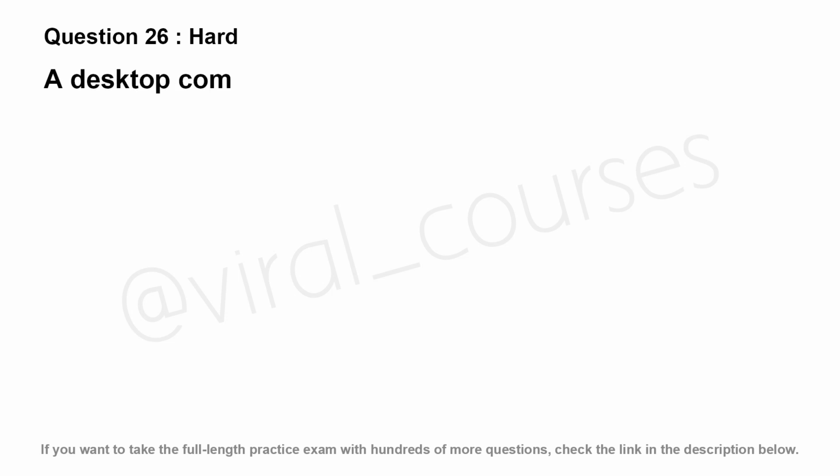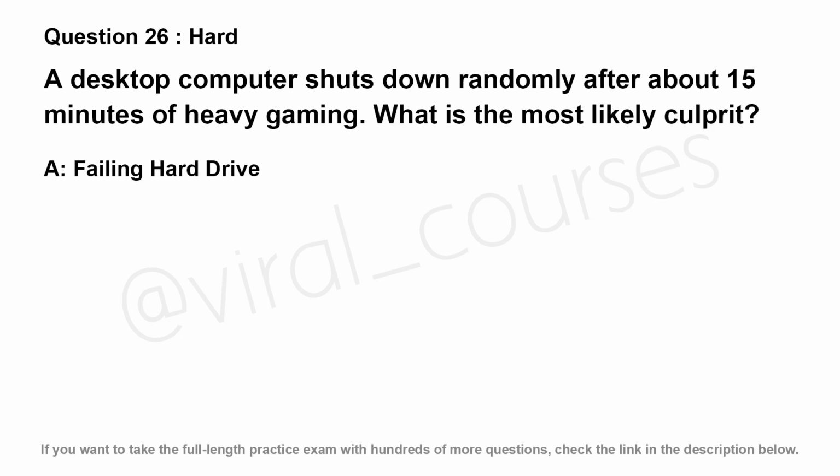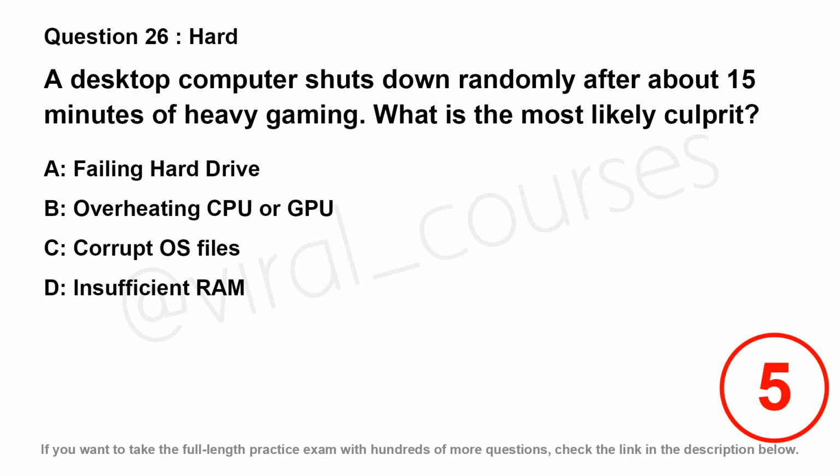A desktop computer shuts down randomly after about 15 minutes of heavy gaming. What is the most likely culprit? Option A. Failing hard drive. Option B. Overheating CPU or GPU. Option C. Corrupt OS files. Option D. Insufficient RAM.